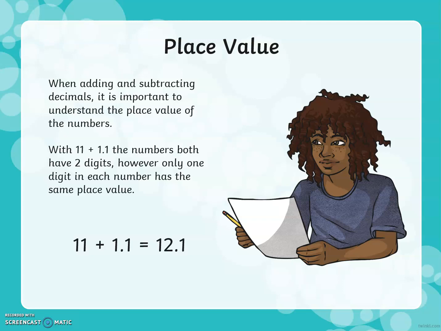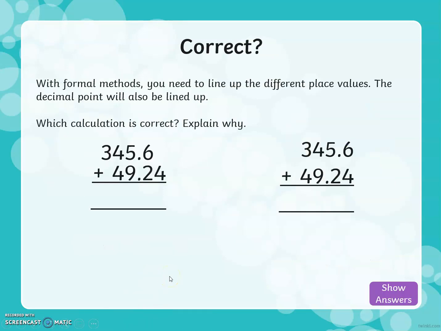Again, this is some repetition from yesterday's lesson. With 11 plus 1.1, the numbers both have two digits. However, only one digit in each number has the same place value, and that is the whole number 1. So 11 plus 1.1 equals 12.1. Have a look and see if this is correct.